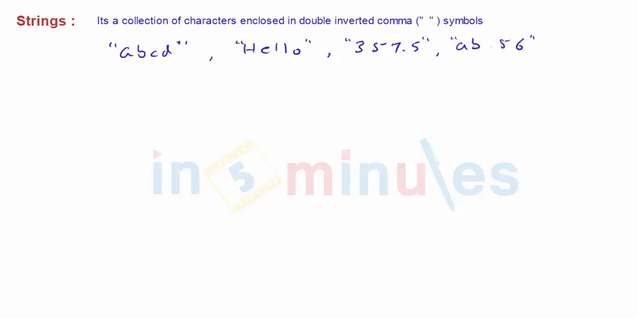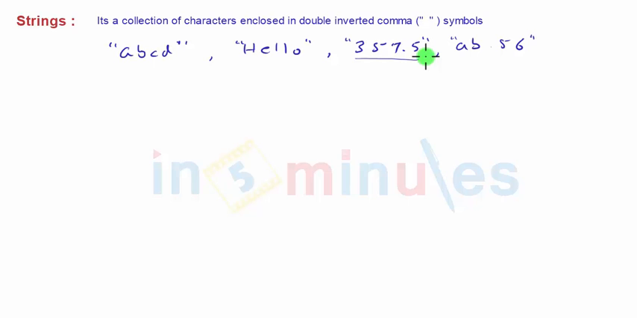Strings don't have any numeric value. For example, here this is a string of characters. It is not 357.5, it is just a collection of 5 different symbols: 3, 5, 7, decimal point and 5. No numeric value, no other interpretation, just a collection of characters.